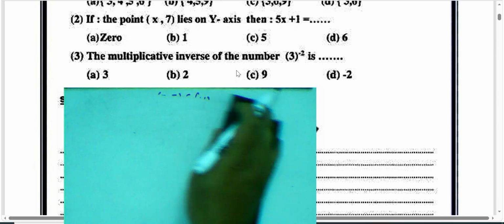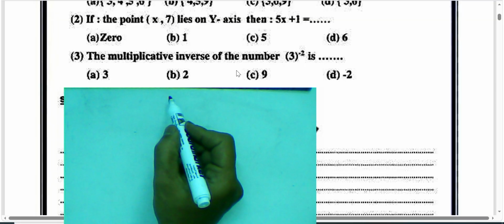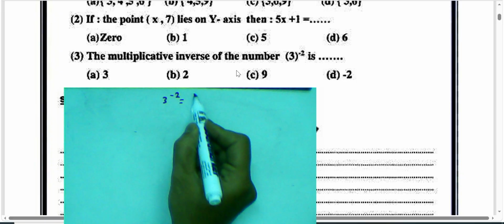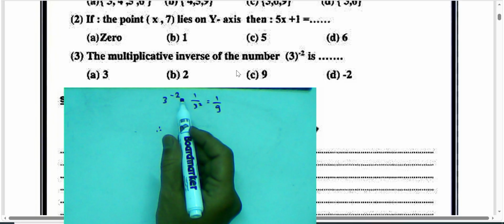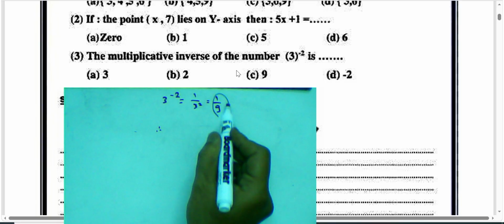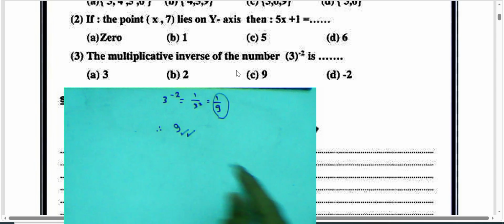The multiplicative inverse of the number 3 power negative 2: 3 power negative 2 is 1 over 3 power 2 equal 1 over 9. Then the multiplicative inverse of 3 power negative 2 will be the reciprocal of this number, which is 9. Then the multiplicative inverse will be 9, choose letter C.